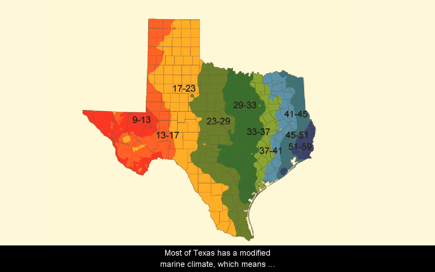Most of Texas has a modified marine climate, which means that it's influenced by the onshore flow of tropical air from the Gulf of Mexico. From October to June, this tropical air, which is full of moisture, collides with cooler, dry air from the north, resulting in thunderstorms over central Texas.